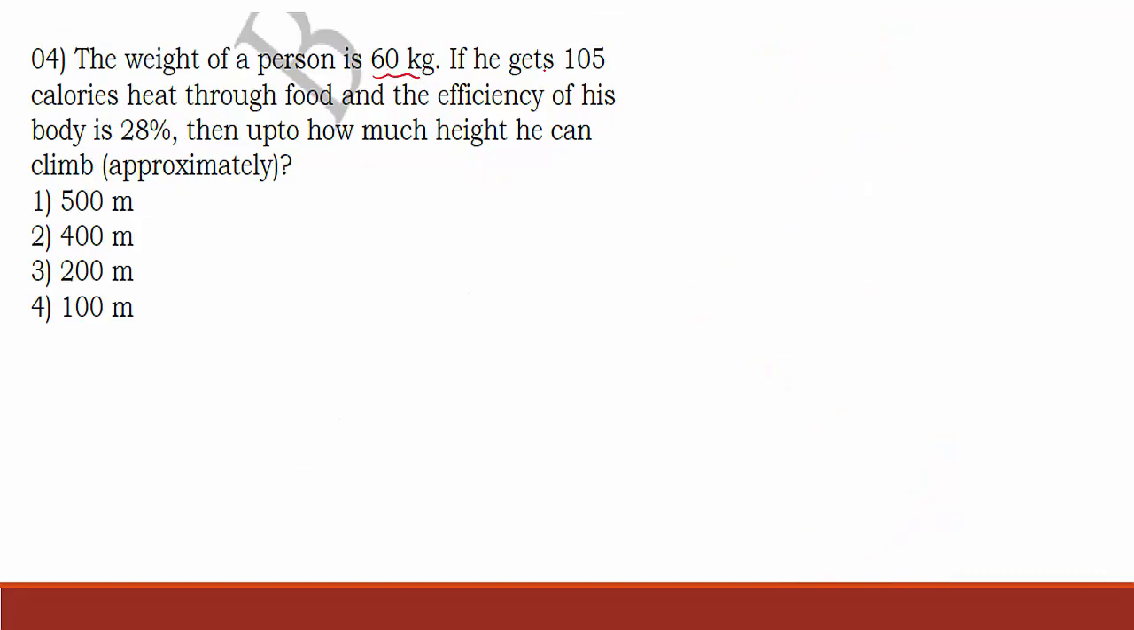The weight of a person is 60 kg. If he gets 10 raised to 5 calories heat through the food and the efficiency of his body is 28%, then up to how much height he can climb? Here energy gained by the person, it is not 105, it is 10 raised to 5. Right? Now I am going to write energy gained by the person. Let us take it as EG. EG means energy gained by the person.